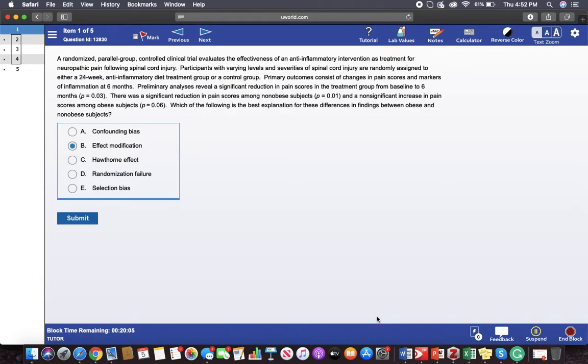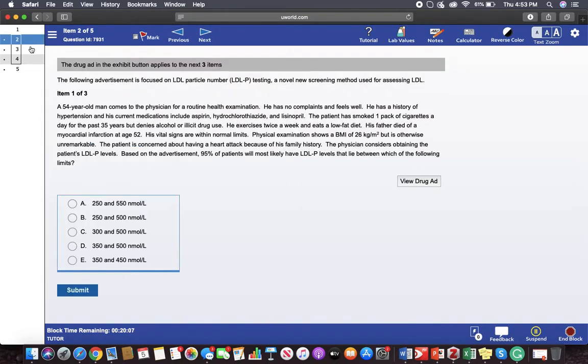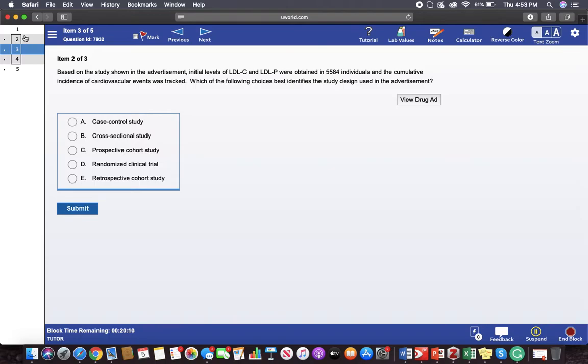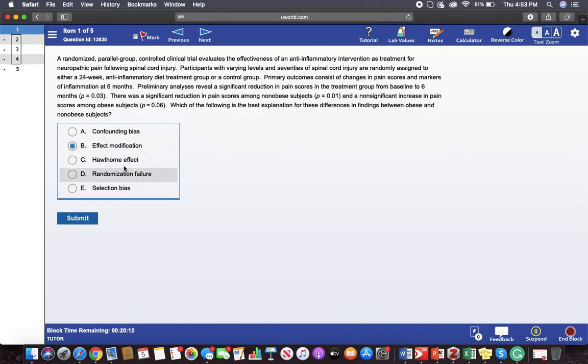Found these questions that are on bias and also drug ad, which is great. I was just looking at this question right here, and I'm so sorry, I marked it here and now it's not disappearing. So I'm just going to make it selection bias for now, and we're going to go over this together.